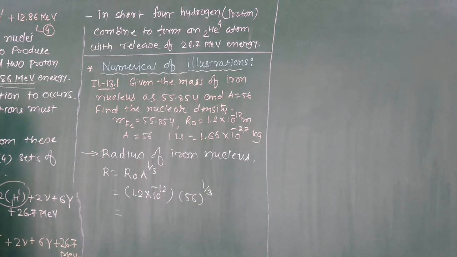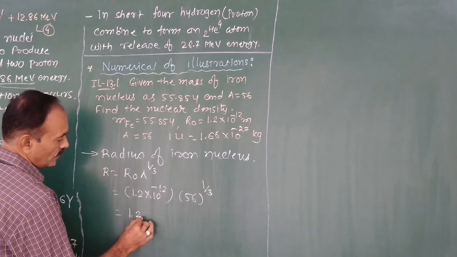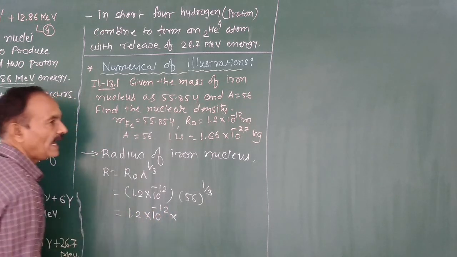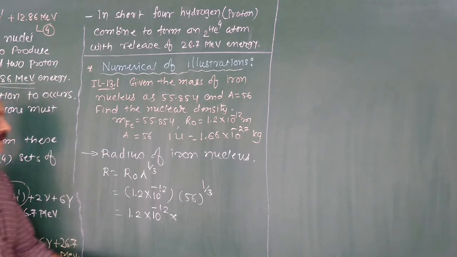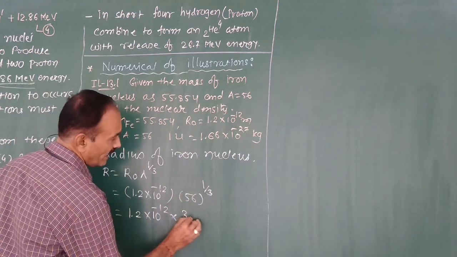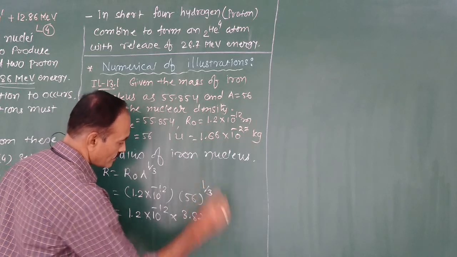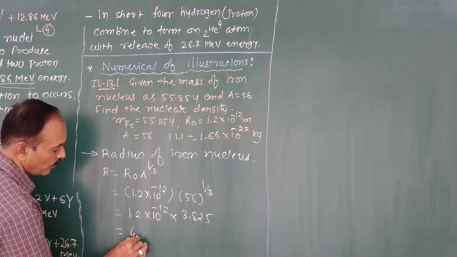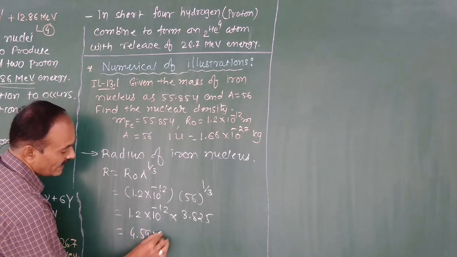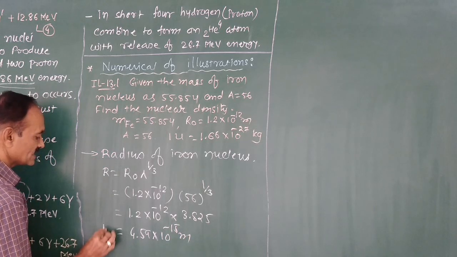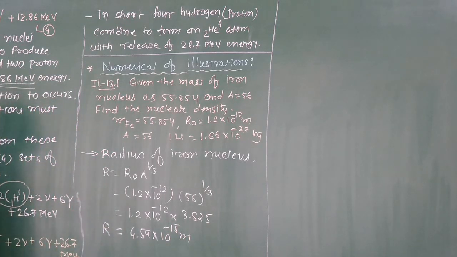Now the simplification is that 1.2 into 10 raised to minus 15, and 56 raised to 1/3 is 3.825. Therefore, the multiplication of these two quantities is 4.59 into 10 raised to minus 15 meter. That is the radius of iron nucleus.